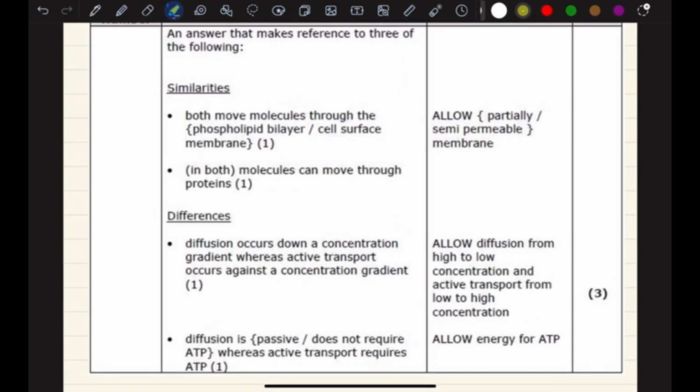And you can see here, they've probably said it here. We're doing down the concentration against and against. We said that active transport needs ATP. The flip side of that would be diffusion doesn't. We've got 2 marks immediately there.